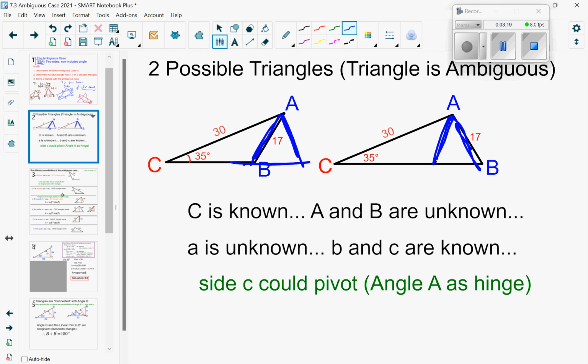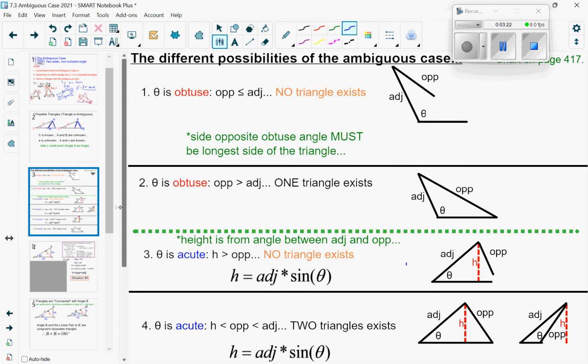Those specific situations are as follows. One, if theta is obtuse, the angle you are given, and my opposite is smaller than my adjacent, no triangle exists, which should make sense. In a triangle, the three angles add up to 180. So if angle theta is obtuse, it's over 90, which means it has to be the biggest angle, and therefore the opposite should be the biggest side. If it's not the biggest side, that triangle doesn't even exist.